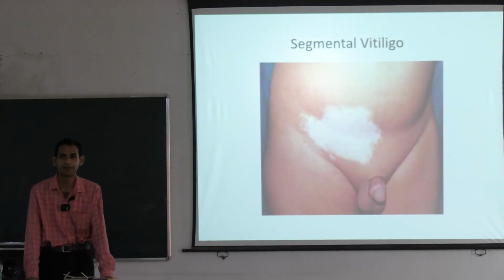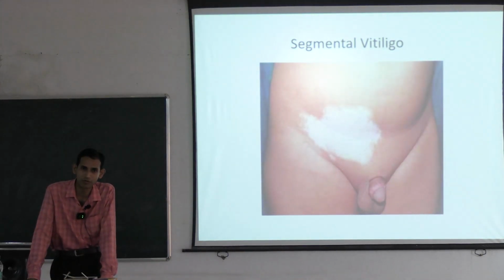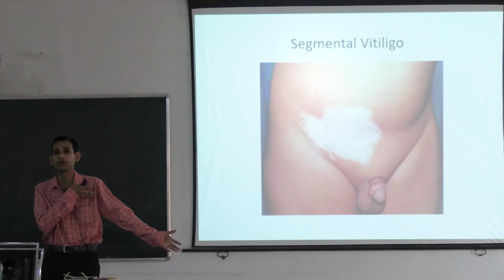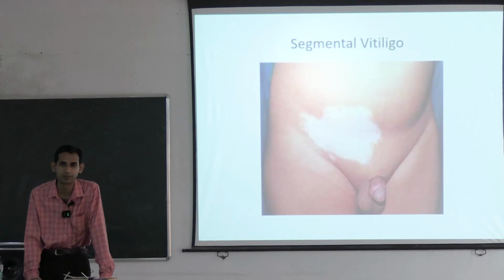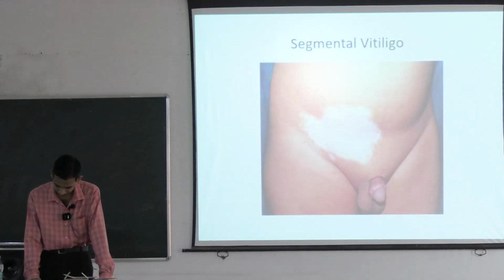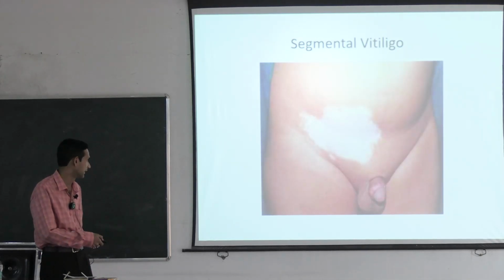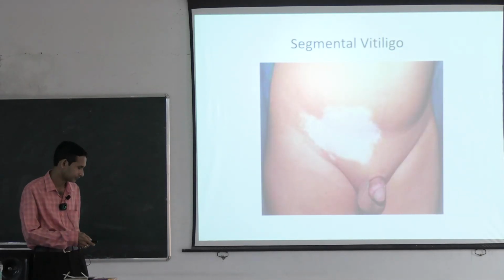And lastly, the segmental type of vitiligo. As I have already told, the depigmented patches are distributed over a particular dermatomal skin, a dermatome. This is the segmental type of vitiligo, which, as I have already told, is commonly found in children compared to adults.